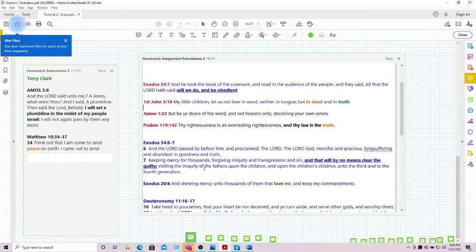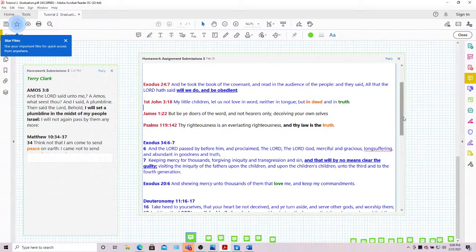So visiting the iniquity of the fathers upon the children and upon the children's children unto the 3rd and to the 4th generation, and showing mercy unto thousands of them that love me and keep my commandments. So with his mercy, there's a plumb line there too, which all of the other people that submitted homework were showing you with their submissions.